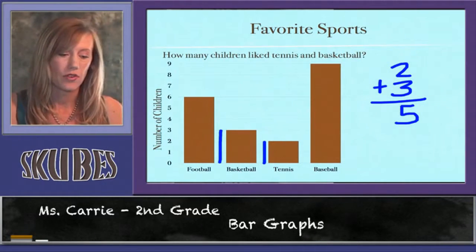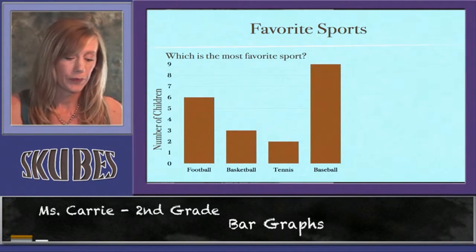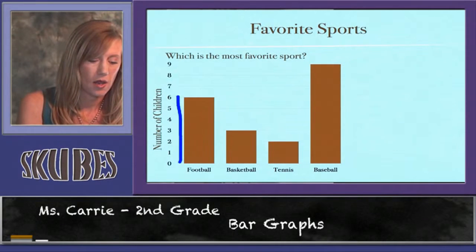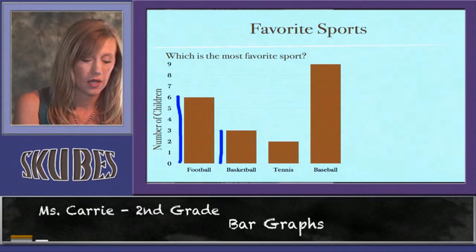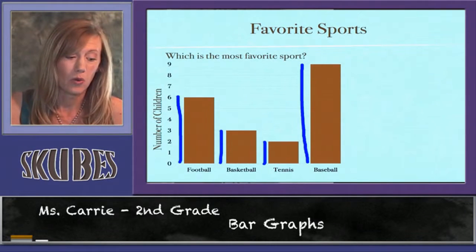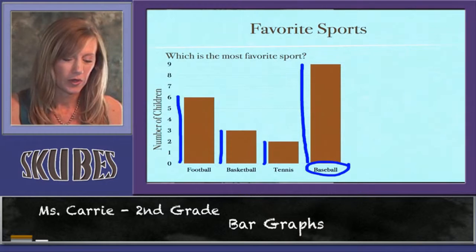Let's look at the same graph with a different question. Which is the most favorite sport? Well, football was 6, basketball was 3, tennis was 2, and baseball was 9. 9 is the largest number, so baseball wins. Baseball was the most favorite sport.